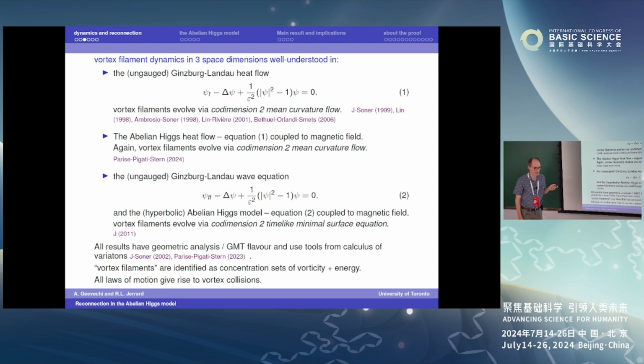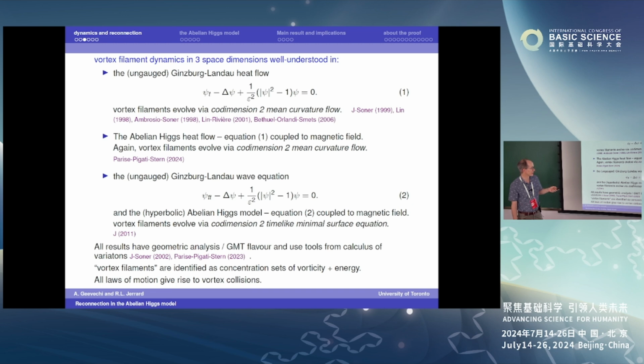In every case, the theorems I'm discussing here and the conjectures on the next page suggest that in solutions of these equations, vortex filaments persist and they evolve in the limit, say in the limit when this parameter epsilon tends to 0. They evolve by some geometric evolution equation. And so for the parabolic equations here, the limiting geometric evolution equation is the codimension 2 mean curvature flow, or the codimension 2 curvature flow.